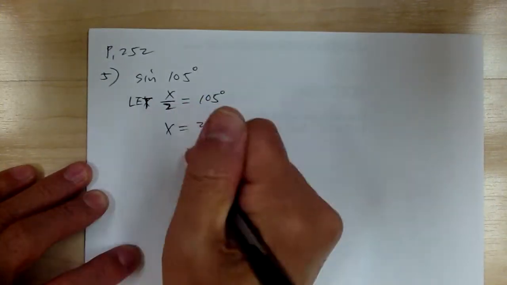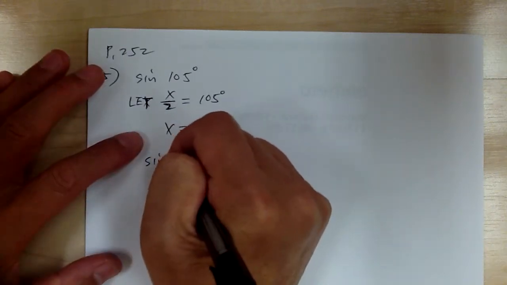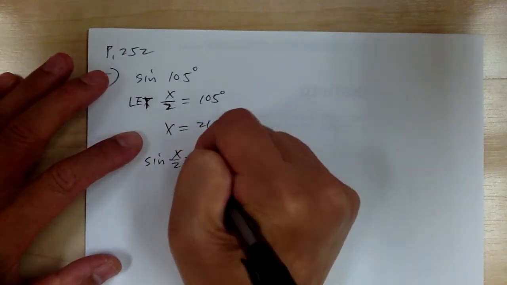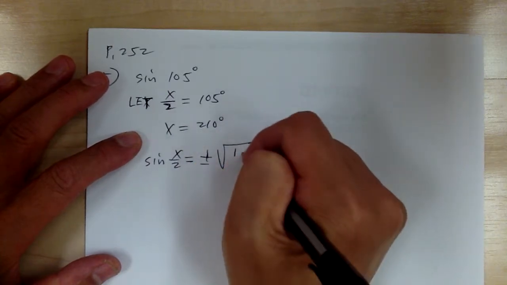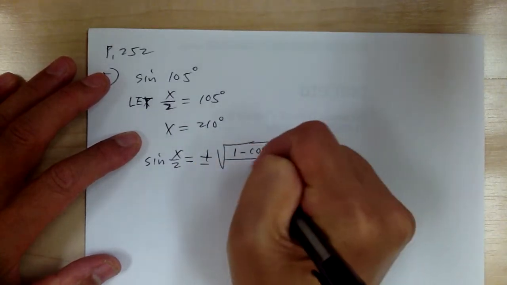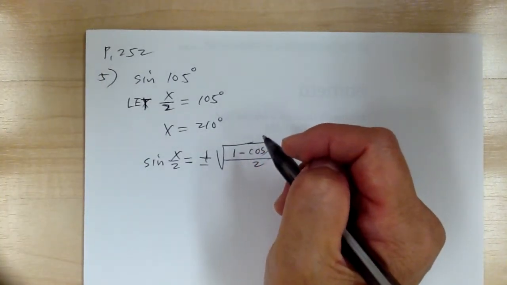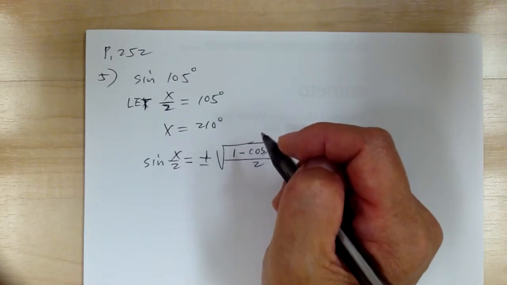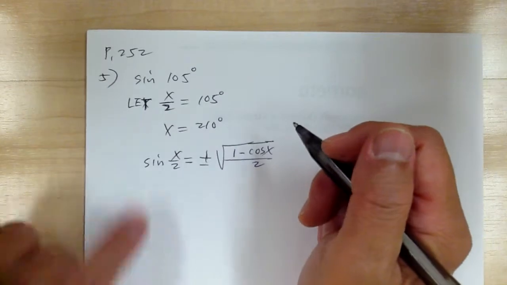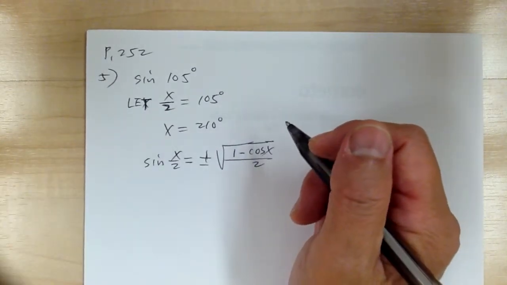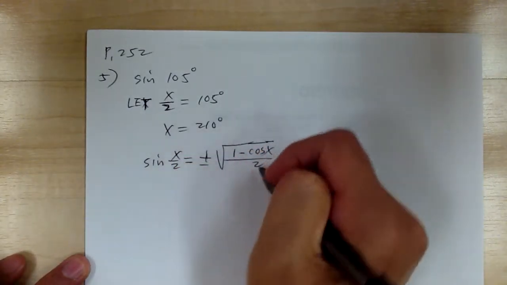And after you write down your identity, so sine of x over 2 equals plus or minus the square root of 1 minus cosine of x over 2. Okay. Then after that, what you need to do is you're going to draw a triangle to solve the problem. Okay. And you need to go ahead and do that.